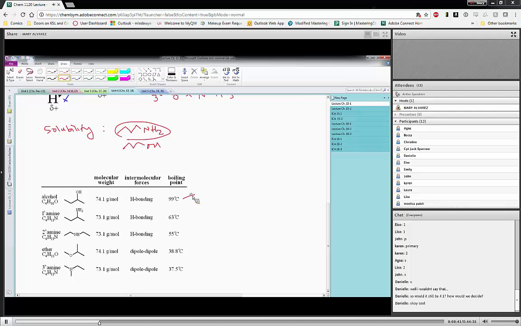Alcohol, higher than the primary amine. Primary amine has 2 NH bonds, so that's why it's higher than the secondary amine. All of those have hydrogen bonding, which is why they're all higher than the ether. And then the ether is higher than the tertiary amine because the oxygen is more electronegative than the nitrogen. For the same reason that the alcohol is higher than the primary amine. Everybody see that in the chart here? Relative boiling points.